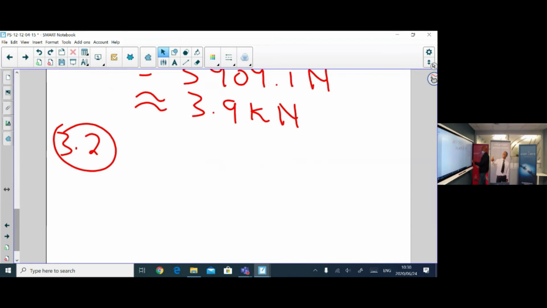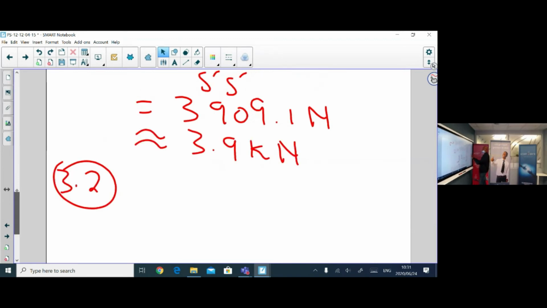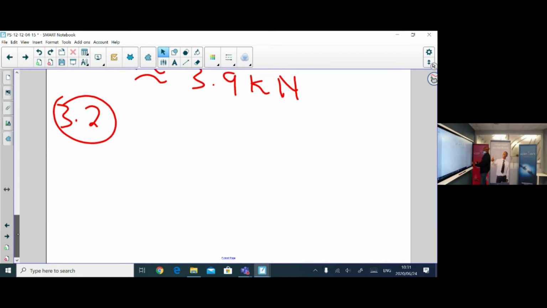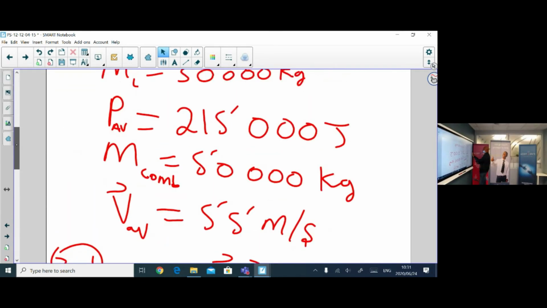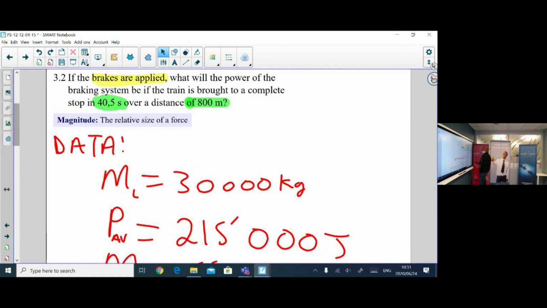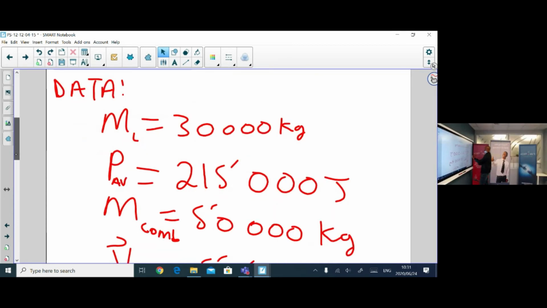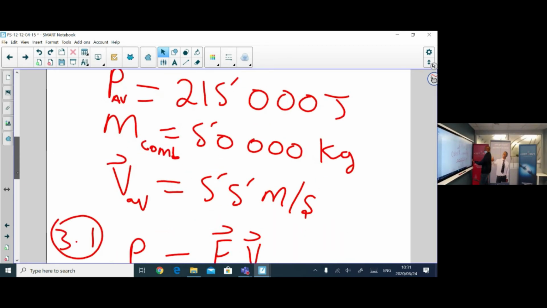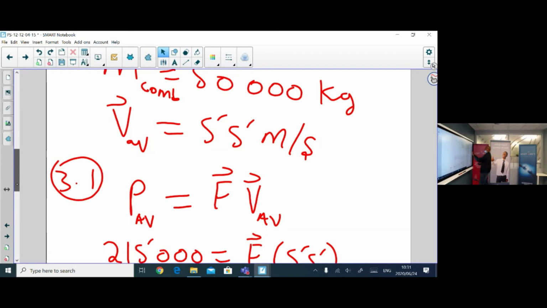What is given there? We have 3.1 here, and we have 3.2. What are they looking for? You have to look at that. We have time. We have distance covered. If you look at the power, you can get that. And then what else?